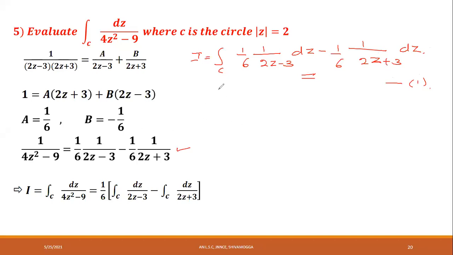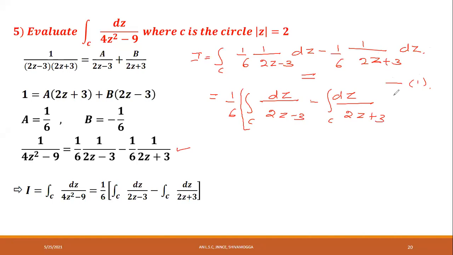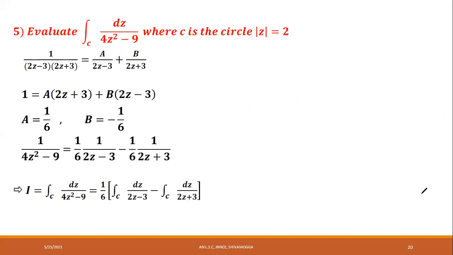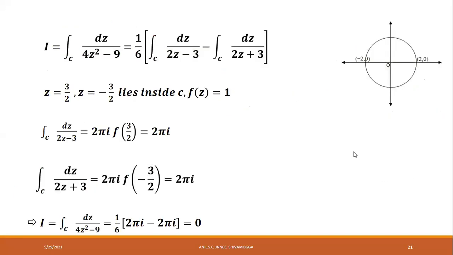Or you can take 1 by 6 as a common factor. 1 by 6 is common in both the terms: integral over c dz divided by 2z minus 3 minus integral over c dz divided by 2z plus 3. Let this be equation number 1.